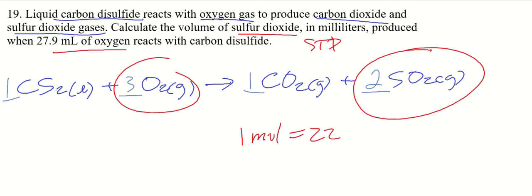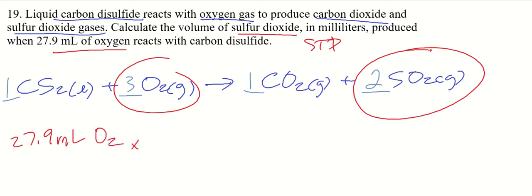So here's the shortcut. We're going to start with the value given, 27.9 milliliters of oxygen, and we're just going to use the volume. These mole ratios can be used as volume ratios because they're gases, right? They're both gases at STP. We're going to assume that in this chapter. So what we can say is, we want to get rid of milliliters of O2, and we want to just end up with milliliters of SO2.